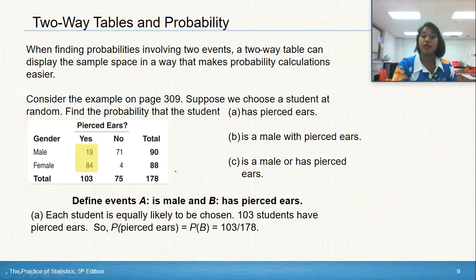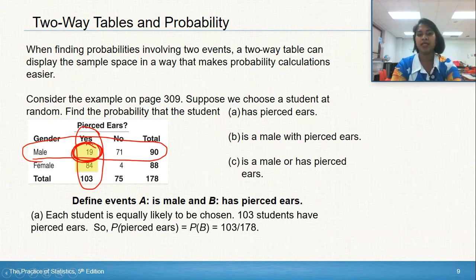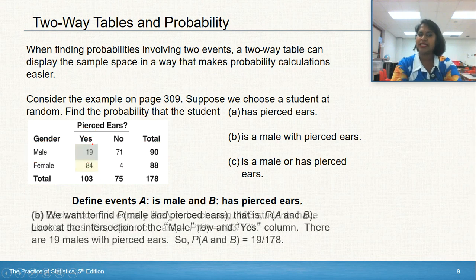So let's move on to if I am a male with pierced ears. So now we're looking at a very specific portion. We're looking at male, and we're looking at, yes, I have a pierced ear. So we're actually looking at this value right here, 19. But what is our probability? Are we looking at just the males? Are we looking at the total value? And so this is where I think some kids might struggle a little bit. You might put 19 out of 90.